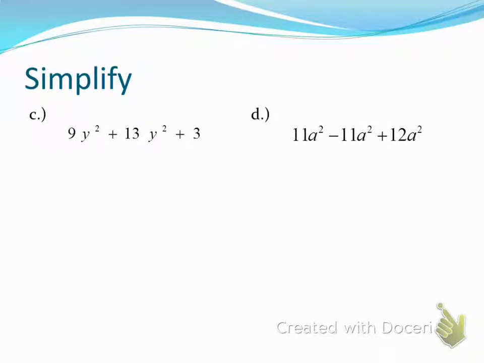All right, Keon, which terms can we combine on part C? 9y squared, 13. Good. So we can combine these two terms. What do you get when you combine those? 22y squared. Good. That plus 3 on the end can't combine with anything, so it just comes down as part of the answer. We just leave it there. We cannot combine the 22 and the 3 because the 3 does not have a y squared. Those are not like terms. So that is our answer. We leave it alone.